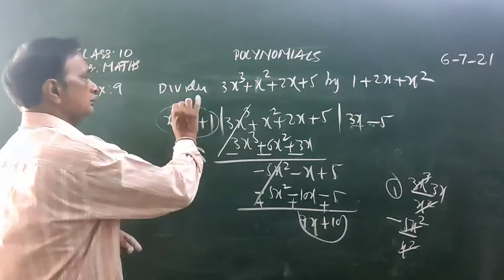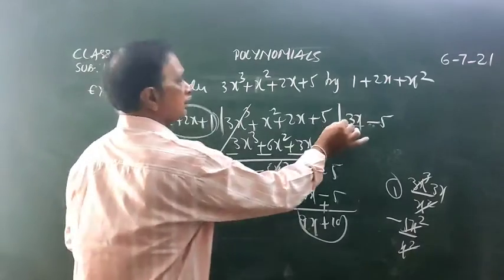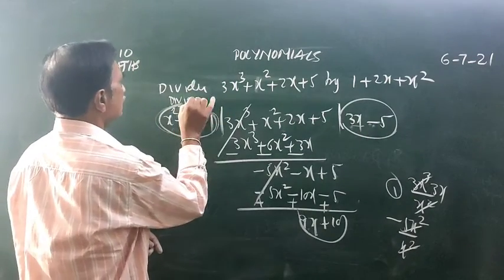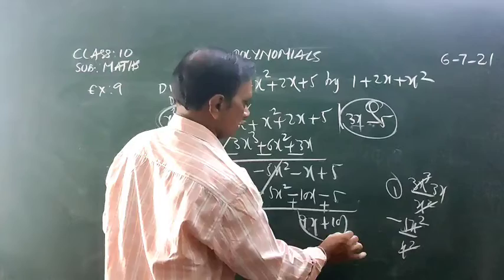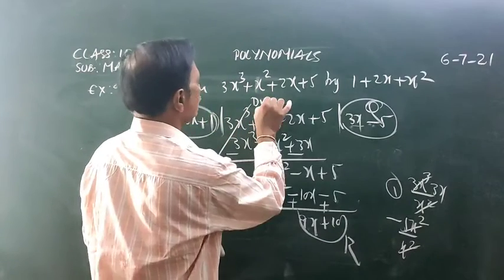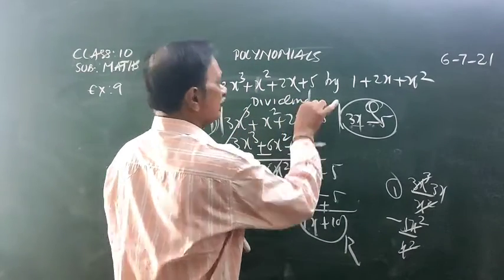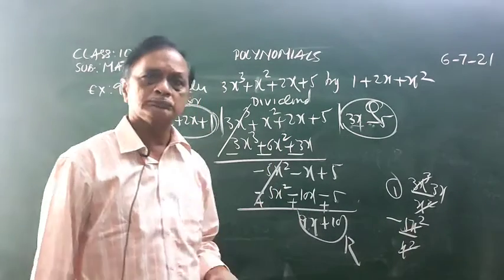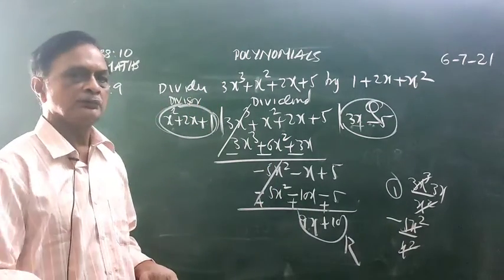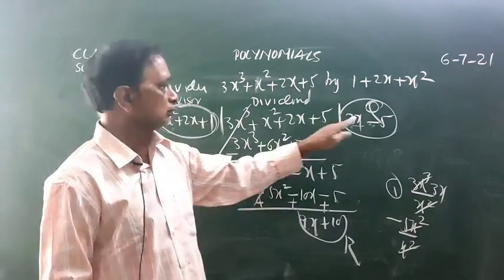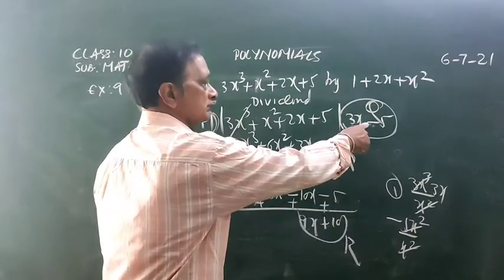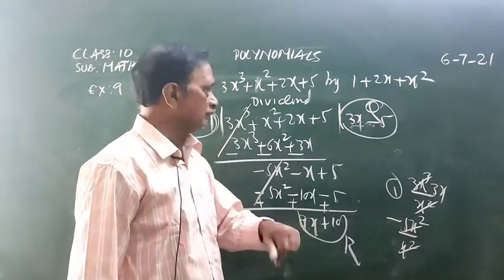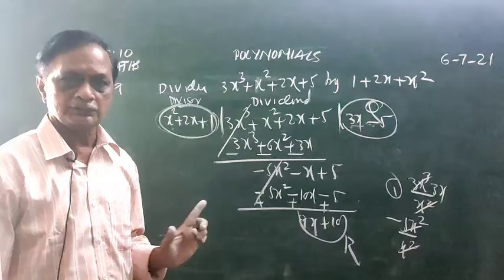Now, this is the divisor, quotient, remainder and dividend. Verify whether divisor into quotient plus remainder gives dividend or not. You verify whether dividend equals divisor into quotient plus remainder. Find the product of these two and add the remainder to the product. See whether you get this dividend or not. Yes?